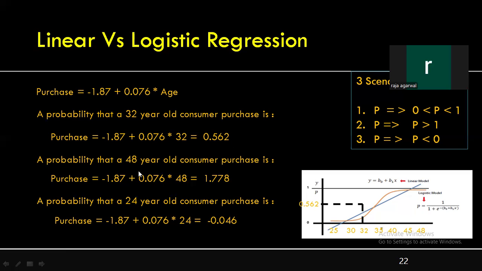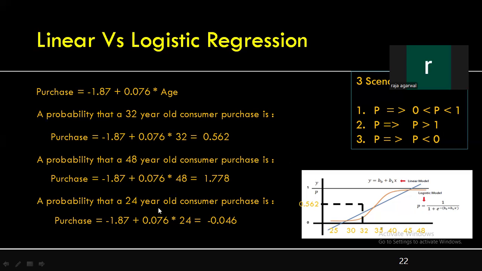And in the case of the 48-year-old, if you plug in the value here, you can see that the probability of making a purchase from my in-store is 1.778, given that 48 years. But here the 1.778 is beyond the value 1. The probability value is anywhere between 0 and 1. It should not be above 1 or less than 0, because we are predicting the probability using the logistic regression algorithm.